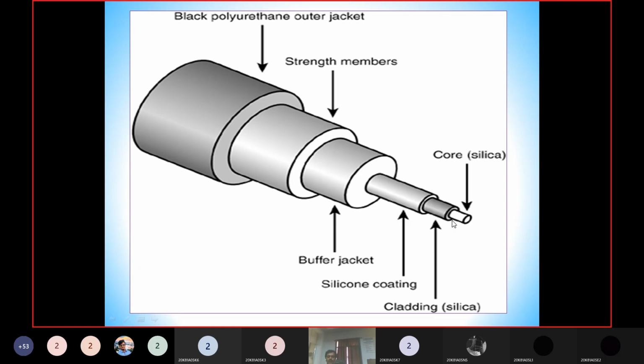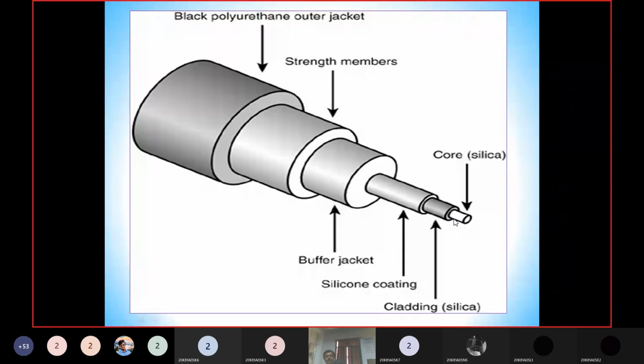What is the use of the cladding material? The refractive index of the core and cladding is different, but both are prepared using the same material, that is glass, SiO2. Why is the refractive index different? The cladding material is doped with boron, phosphorus, germanium, or some other material. Because of the doping, the refractive index decreases. So the refractive index of the cladding material is lower than the refractive index of the core material.